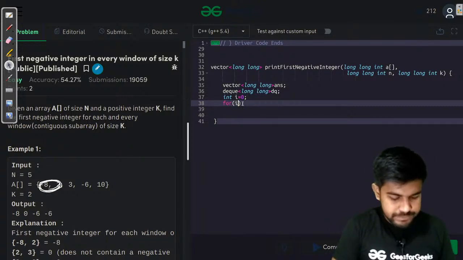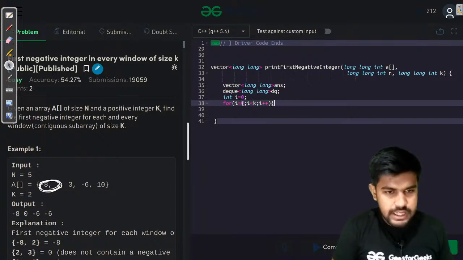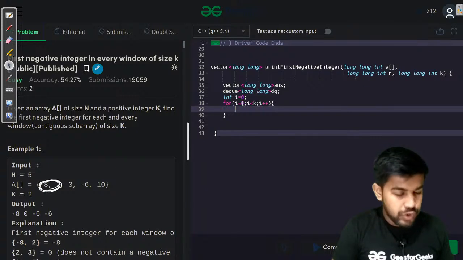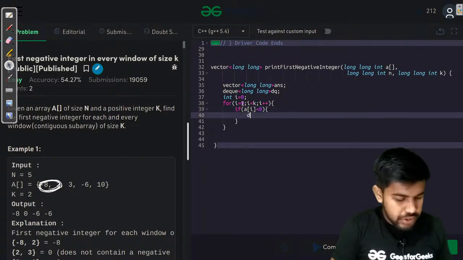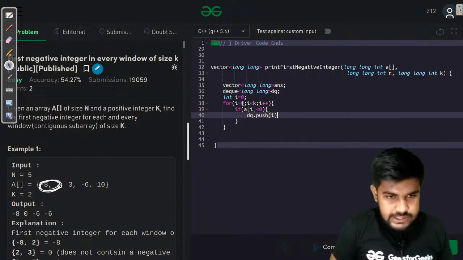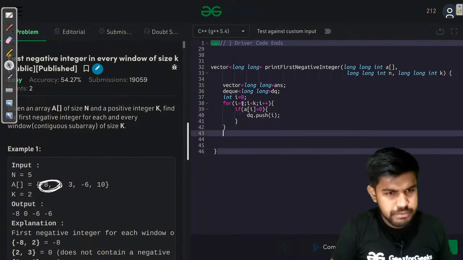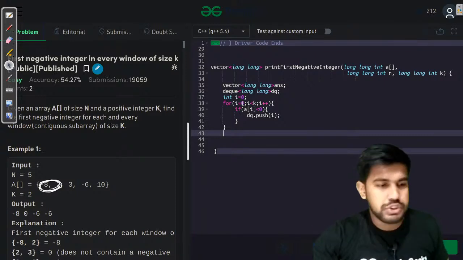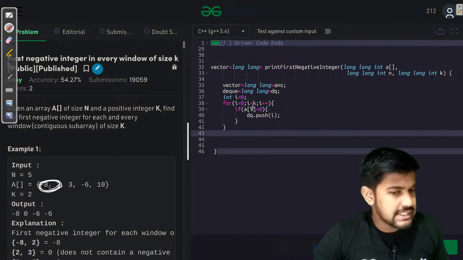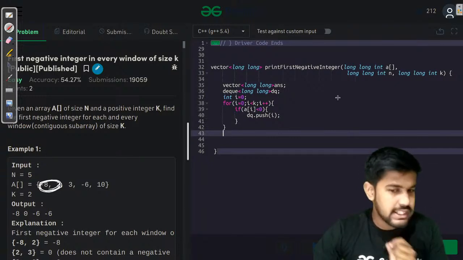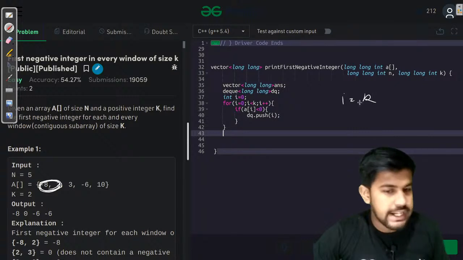So for i equals 0, i less than k, and i plus plus. Fair enough. And then what we would do is, if a of i is less than 0, we would push the index of it. Okay, push the index of it. Fair enough, we have successfully pushed it. And after this, first i was equal to 0, i is less than k. Now if i is not less than k, that means i is equal to k. That's why this loop broke.